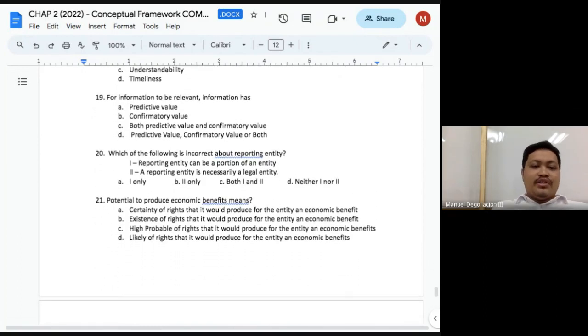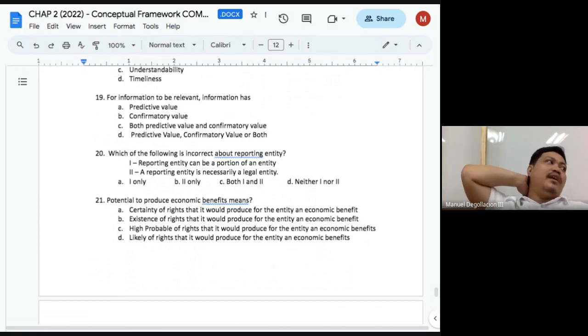Number 21, potential to produce economic benefits means what? The answer here, class, is B, as in bravo. Okay? Mere existence of the right will be considered as a potential to produce economic benefit. In fact, how does the framework describe a potential, class? If there is at least one scenario wherein it can provide benefit, then it will be considered to have a potential.